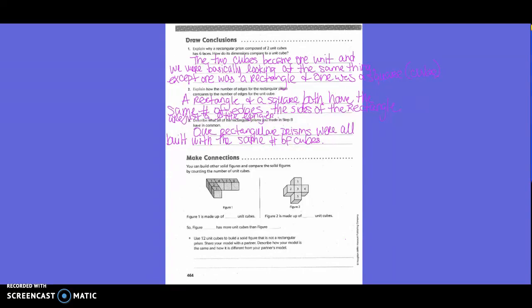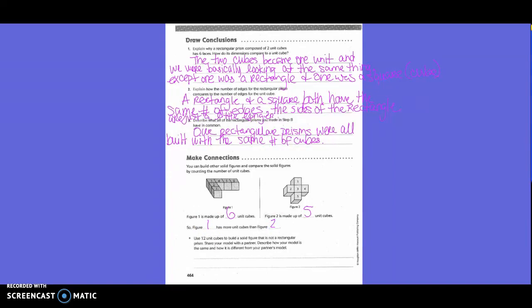Make connections. You can build other solid figures and compare the solid figures by counting the number of unit cubes. Figure 1 is made up of how many unit cubes? 6. Figure 2 is made up of 4, 5. 5 unit cubes. So figure blank has more unit cubes than figure blank. So which one? Figure 1 has more unit cubes than figure 2.